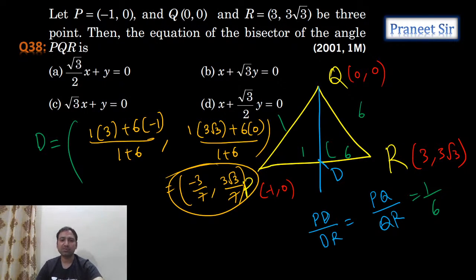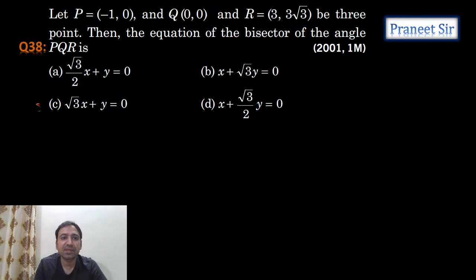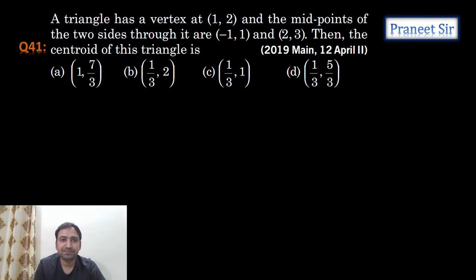So which of the following options passes through this point? Clearly we can verify it. Is it the third option? Yes, correct. Third option is correct, guys. All the options pass through the origin, and it should pass through the point D also. If you substitute point D in the options, only option C is satisfying. That's it. Option C is correct. Okay, let's move to the next one.